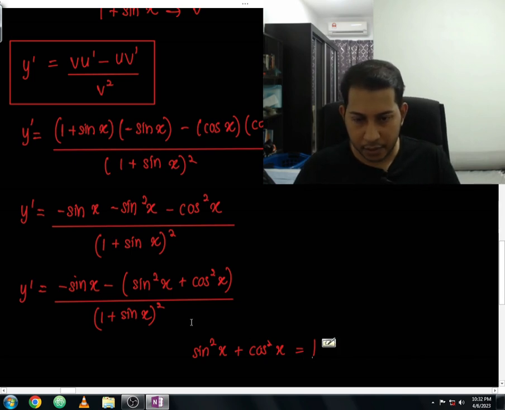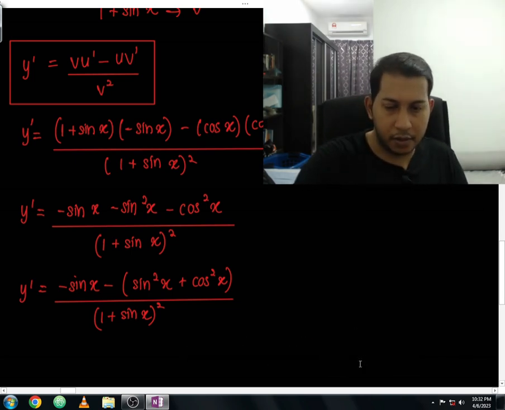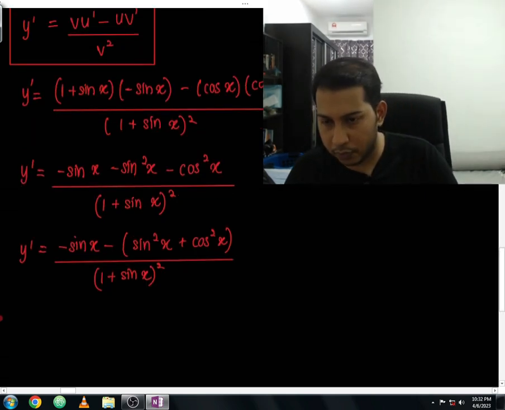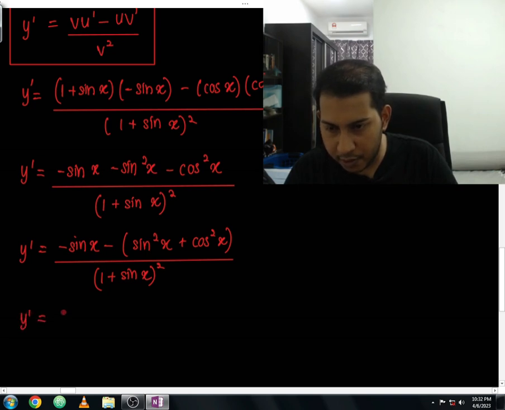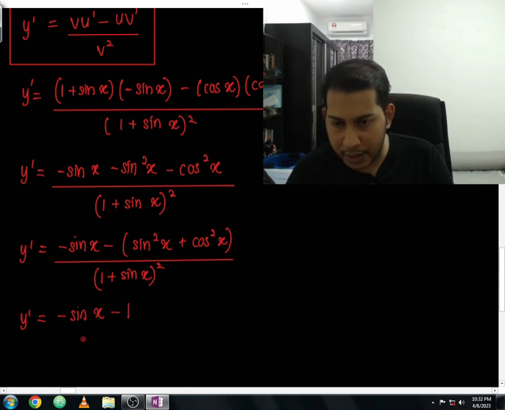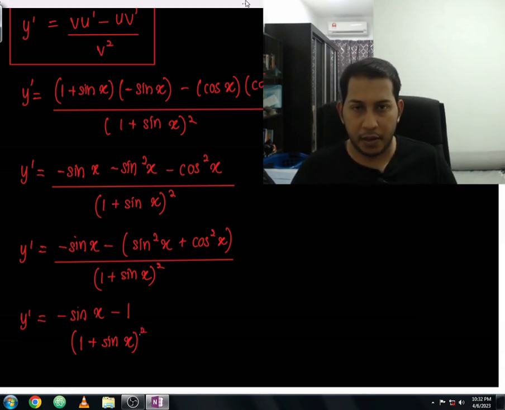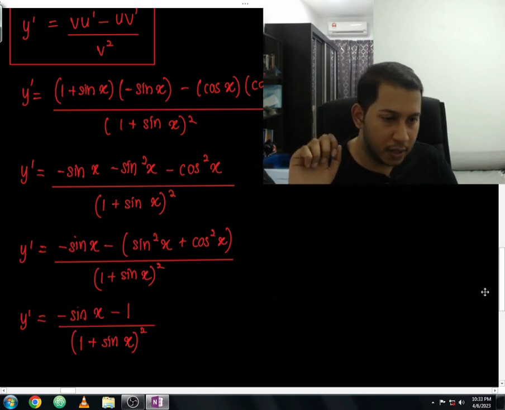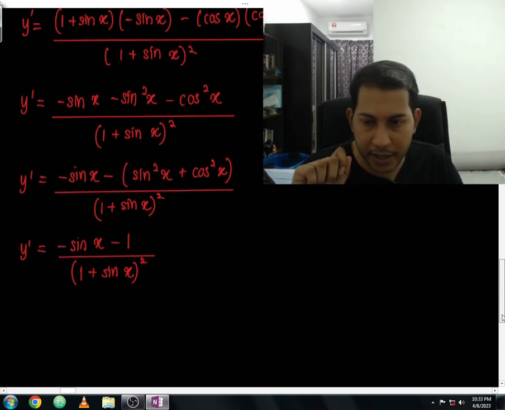Okay, so from here, let us substitute this as 1 in our working. So from here, y prime will be equals to negative sine x minus 1, okay, and then you divide with 1 plus sine x square. Okay, if you think this is the final answer, actually there's still a bit more adjustment we need to make on these equations. Okay, so let us adjust a bit more.